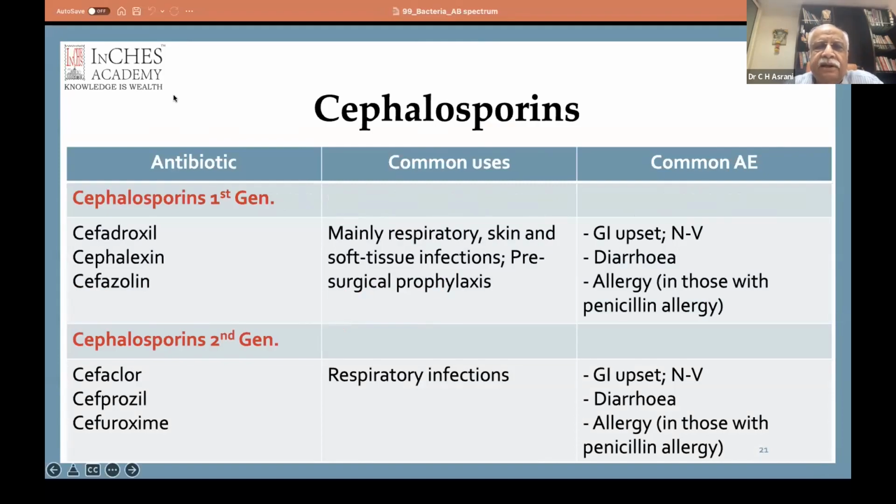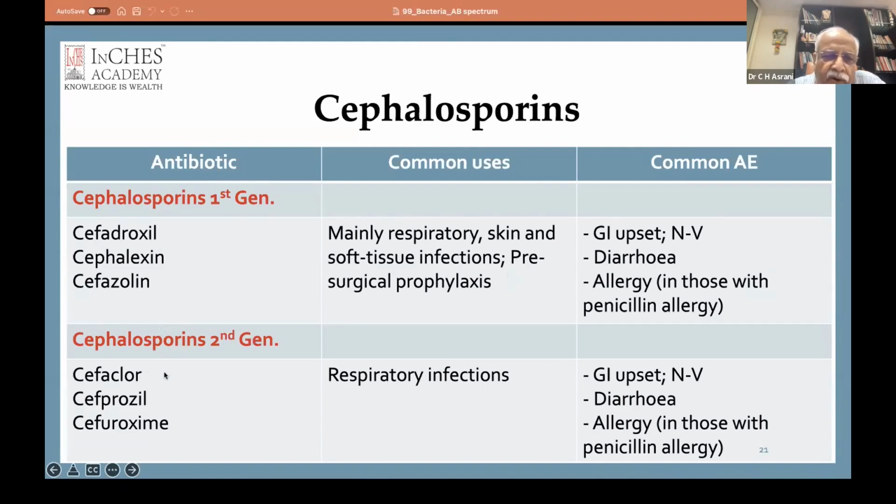Coming to cephalosporins. Cephalosporins form a mainstay of our antibiotic prescription today. There are 5 generations of cephalosporins: cefadroxil, cephalexin, cefazolin were generation 1, mainly respiratory, skin and soft tissue infections, and pre-surgical prophylaxis. Most commonly, before you went for a dental extraction, they'll give you for 2-3 days. Side effects are the same: GI upset, nausea, vomiting, diarrhea, allergy in those allergic to penicillin. Cephalexin we still use at times. Cefadroxil is not freely available.